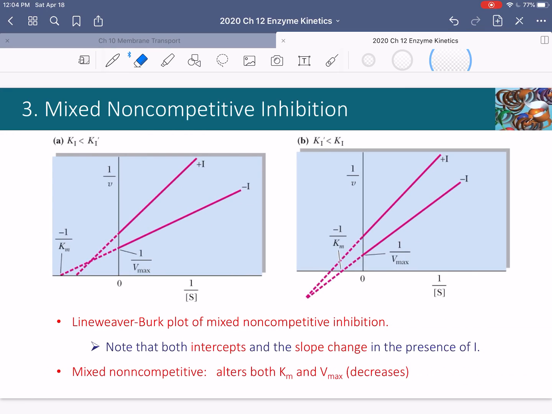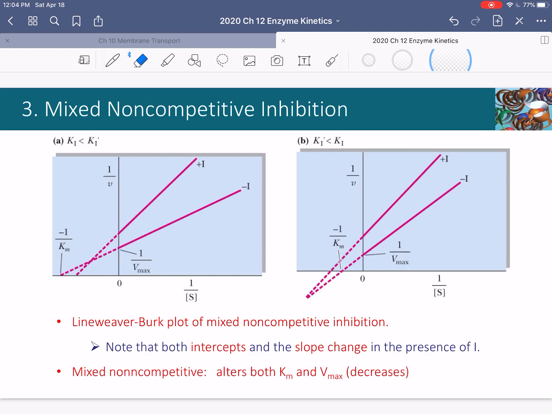The second type of non-competitive inhibition is called mixed non-competitive inhibition. Mixed non-competitive inhibition differs from pure non-competitive inhibition in that the Km does change. In this case, there is interference in the ability of the enzyme to bind to its normal substrate, but the inhibitor is still binding the enzyme at a different place than the substrate.